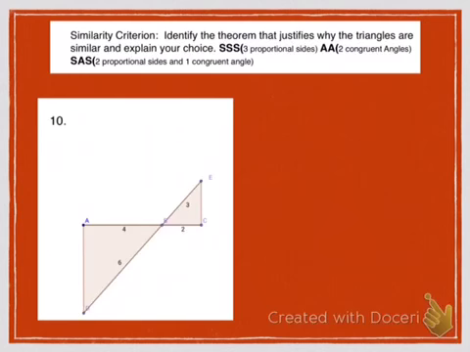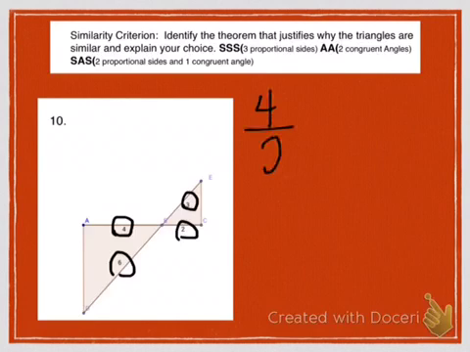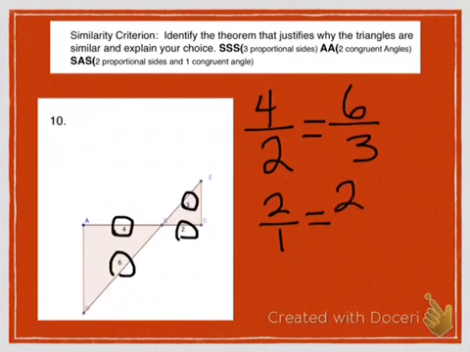Number 10, similarity criterion. Identify the theorem that justifies why the triangles are similar. Explain your choice. So if I look at my values here, I notice 6 is measuring a side and 4 is measuring a side. 2 is measuring a side and 3 measures a side. So I know I have 2 sides. So I've got to check to make sure they're proportional. So 4 matches with 2 and 6 matches with 3. If I simplify the first fraction by a factor of 2, that gives me 2 over 1. If I simplify the second fraction by a factor of 3, that gives me 2 over 1.